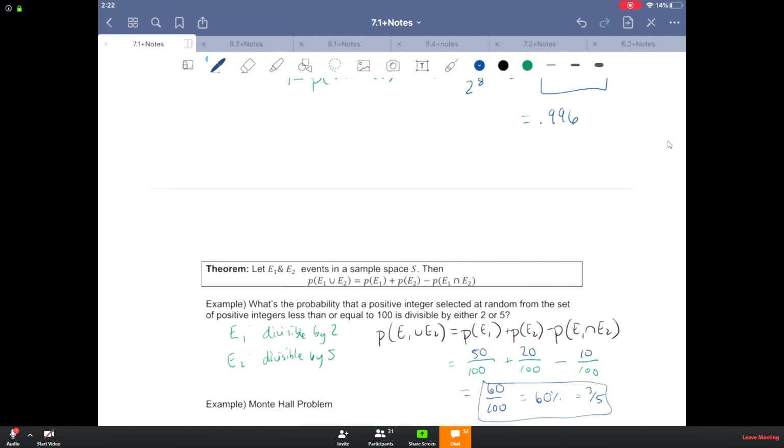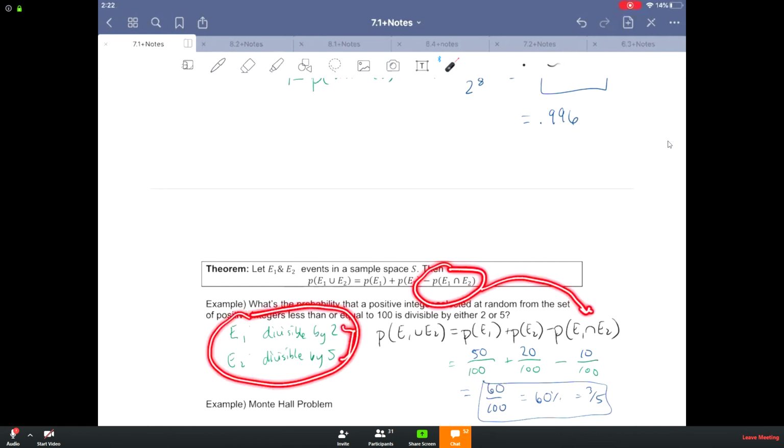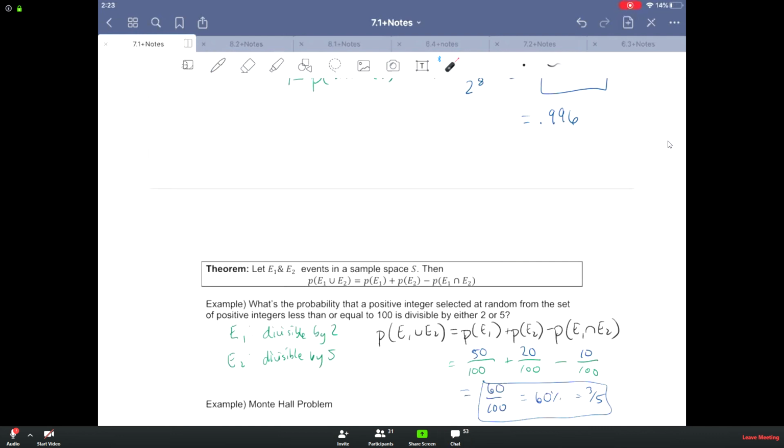Misa, the 10 comes from that intersection right there. It's the things that are in both of those sets. So it's both divisible by 2 and by 5. It has to be divisible by 2 times 5, which is 10. And there's 10 numbers from 1 to 100 that are divisible by 10. Any other questions on that one?